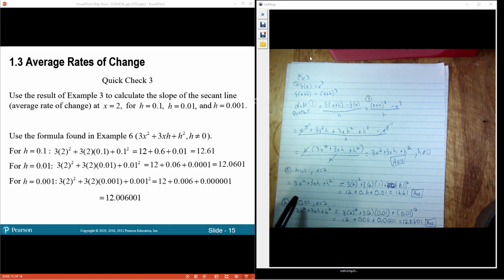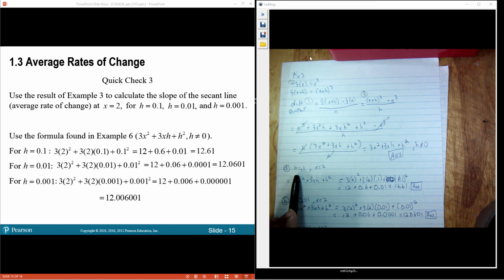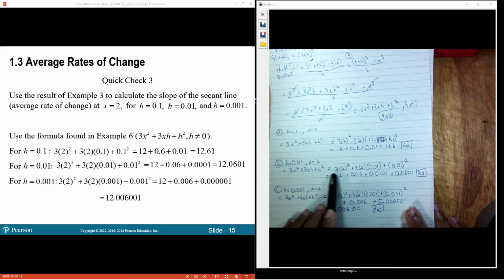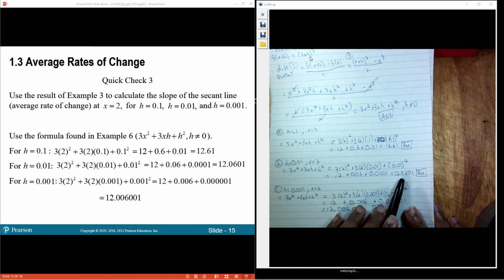So here I do that. With h equal to 0.1 and x equal to 2, I plug in, and I end up with 12.61. Then I let h equal 0.01, x is 2, and I plug in. I get 12.06, so it's getting closer and closer to 12.